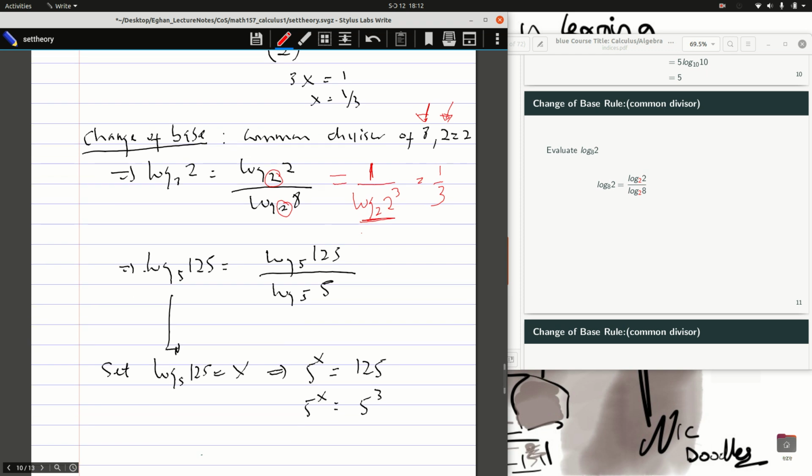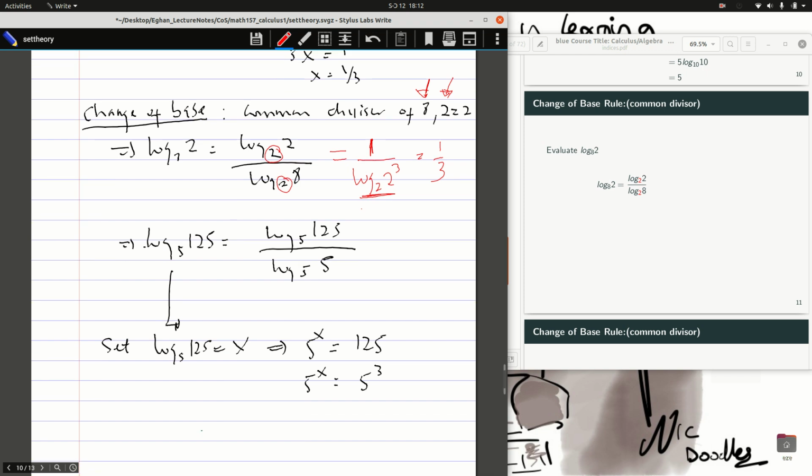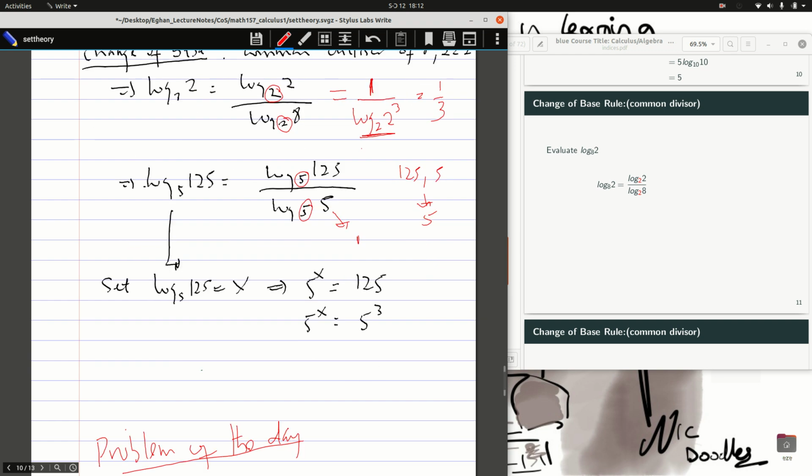If I don't want to use the common divisor or the change of base, whatever approach I use, I'll get the same answer. The next example, log 125 base 5. The common divisor of 125 and 5 is simply 5 and nothing else. So I introduce a 5 here and then the 5 here. If I want to simplify further, you'll realize that the divisor here gives me 1. What about the numerator? The numerator is the same as log 5 to the power, I think 3.